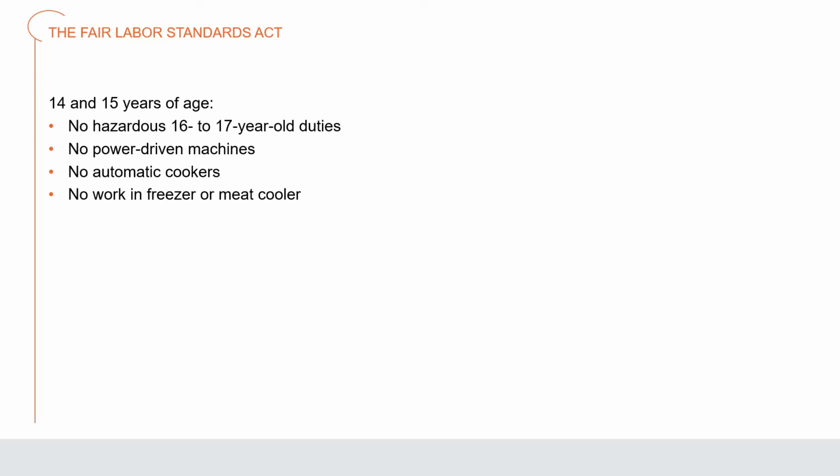They cannot perform any duties hazardous for 16 to 17-year-olds. They cannot use power-driven food slicers, grinders, choppers, cutters, and bakery-type machines in any capacity. They cannot use automatic broilers, fryolators, rotisseries, or pressure cookers. They cannot perform work in a freezer or a meat cooler.